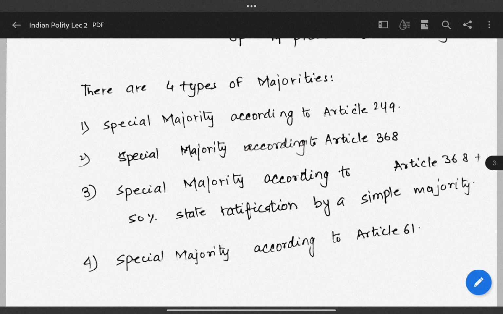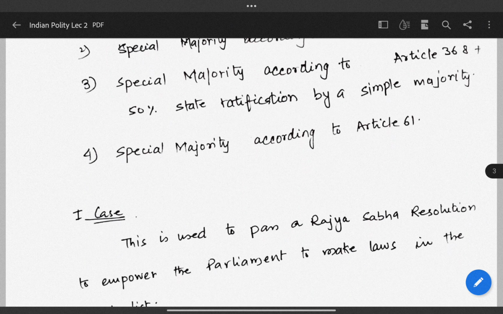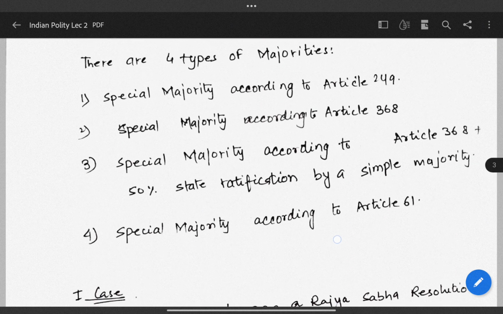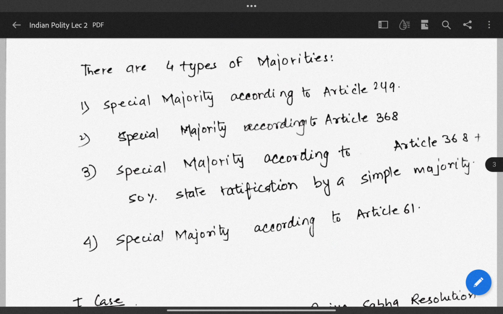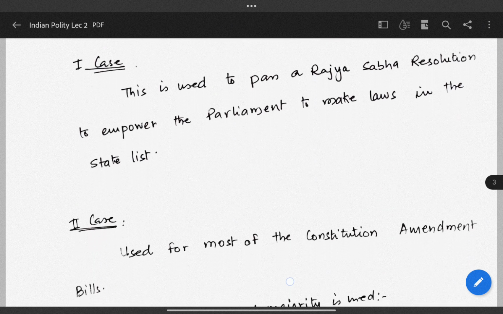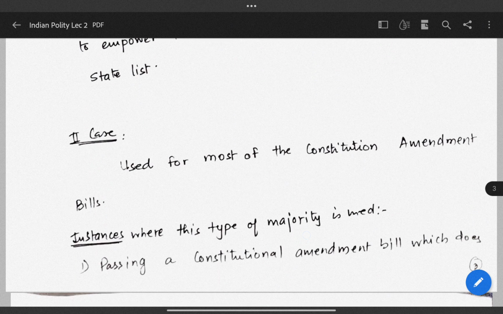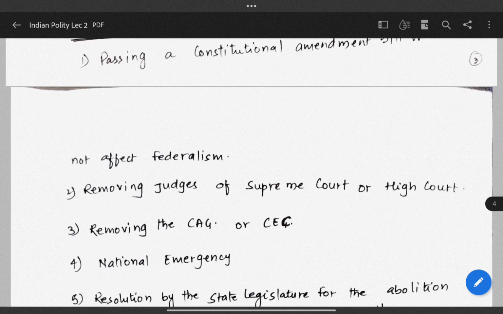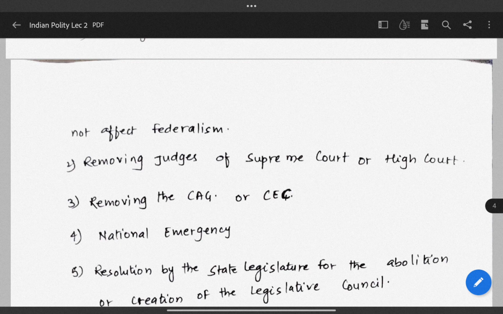The first majority is special majority according to article number 249. It is used to pass a Rajya Sabha resolution to empower the parliament to make laws in the state list. The second one, the special majority according to article number 368, is used for constitutional amendment bills, like passing a constitutional amendment bill which does not affect federalism.